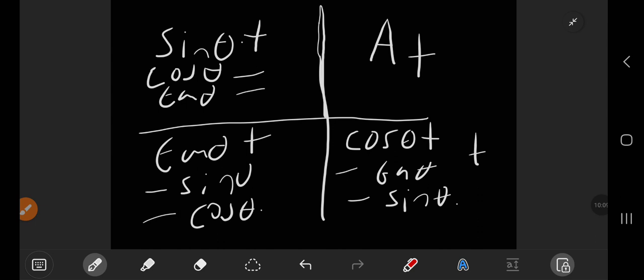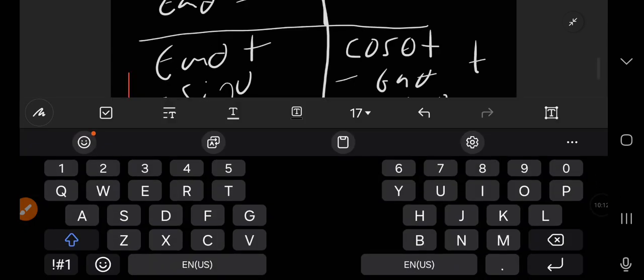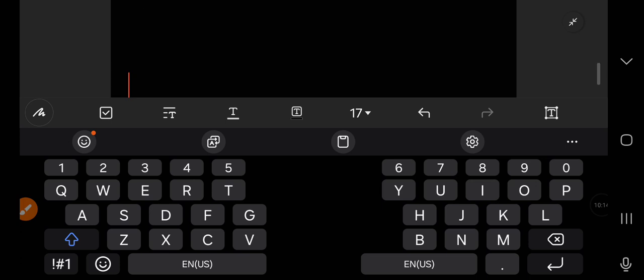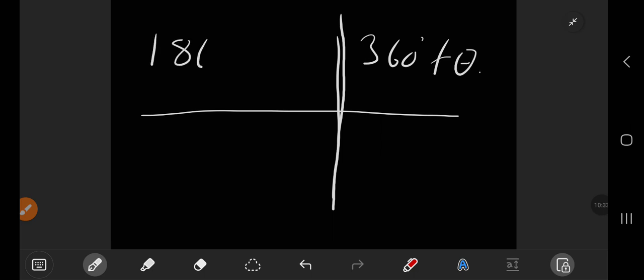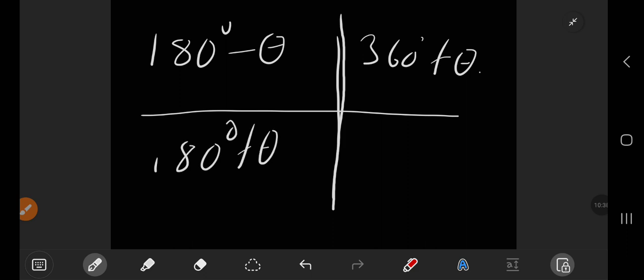But then you must also ask yourself, if they are positive there, what happens in those quadrants? You need to remember that they represent them with the reductions. So this is where reductions come in. Here is the same as saying 360 degrees plus theta. In the second quadrant it's 180 degrees minus theta. In the third quadrant it's 180 degrees plus theta, and in the fourth quadrant it's 360 degrees minus theta.